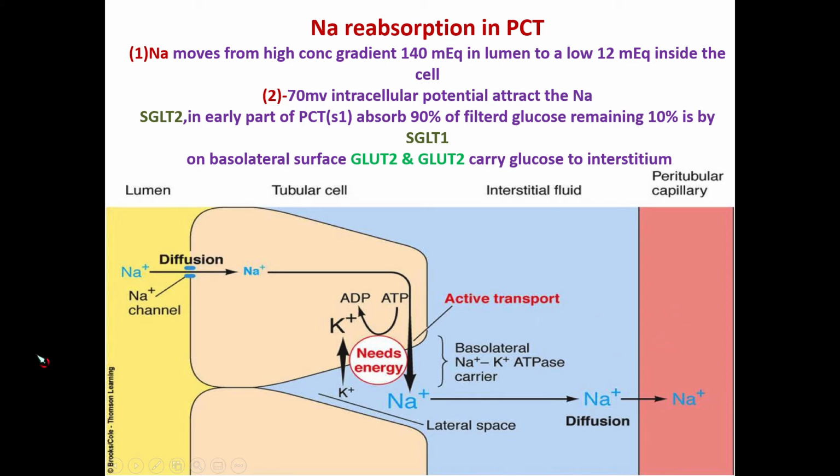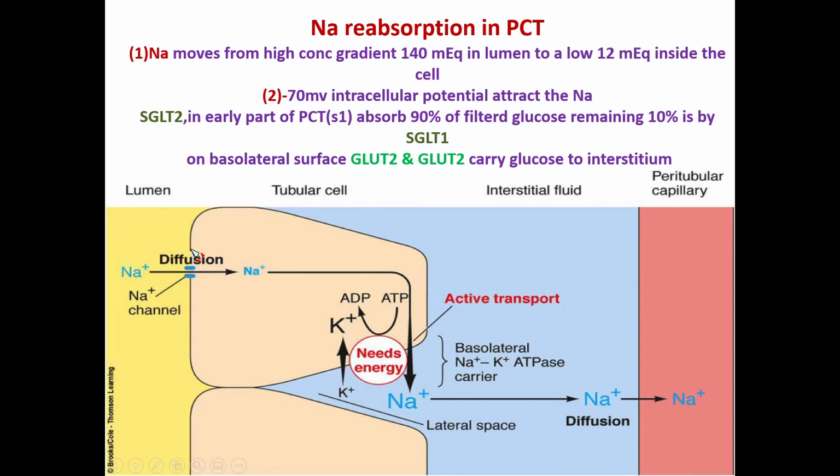So any substance which has to be reabsorbed from the lumen has to pass from the lumen into the epithelial cells, and then it has to enter into the interstitial tissue space over here, and from here it will move toward the peritubular capillary network.